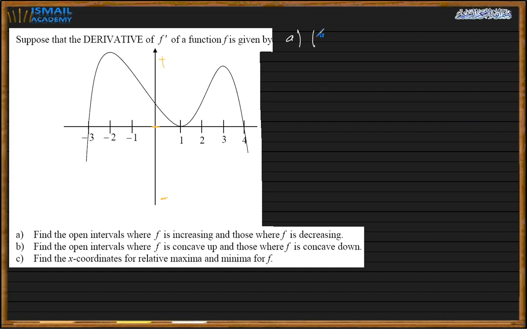So between the interval minus 3 and 4, f increases, and outside it decreases. So from minus infinity to minus 3, and I don't think I need to use a union here, so I'm going to use just the interval for infinity, f decreases.